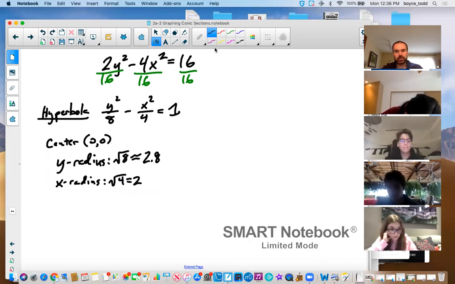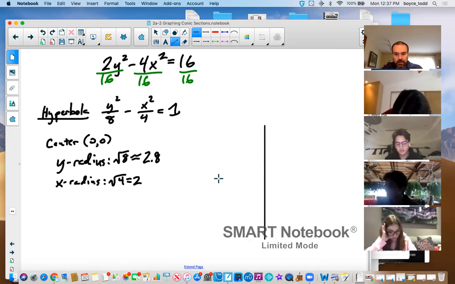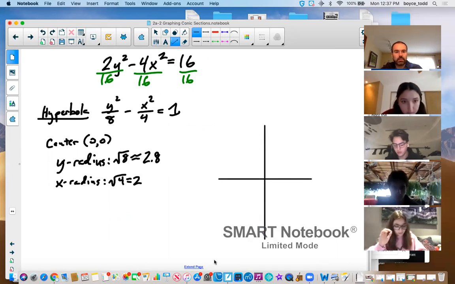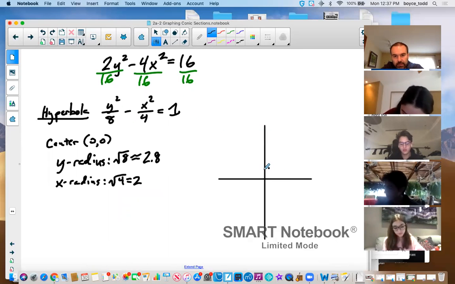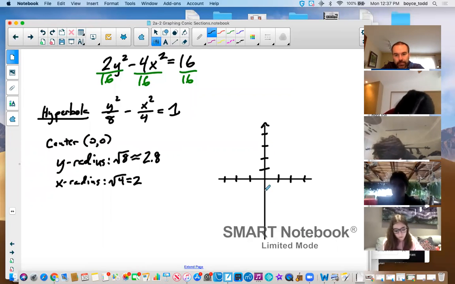Okay, so now I go and do that same thing. I'm going to do this one more time just because this process of graphing is the most difficult. So I'm going to center it at 0, 0. And then I'm going to have to go up here, 2, 3, 4. And then 1, 2, 3.